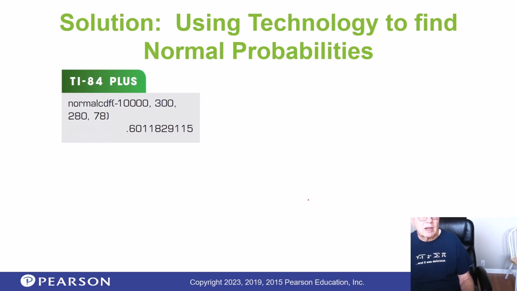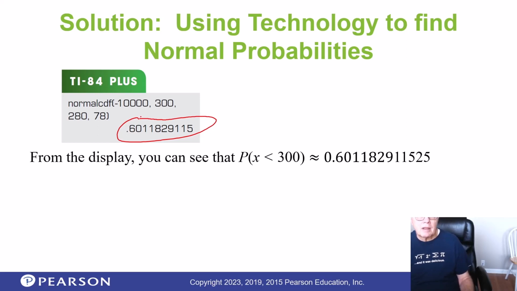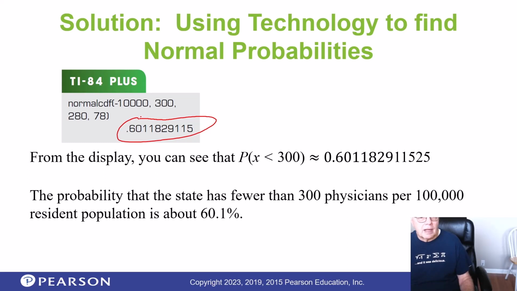That's what our calculator should look like. And there's our basically 60%. So there's our answer. And here's how we would state our answer. The probability that the state has fewer than 300 physicians per 100,000 is about 60.1%.